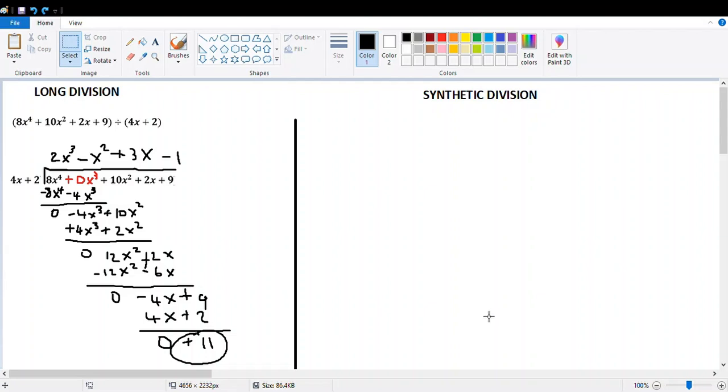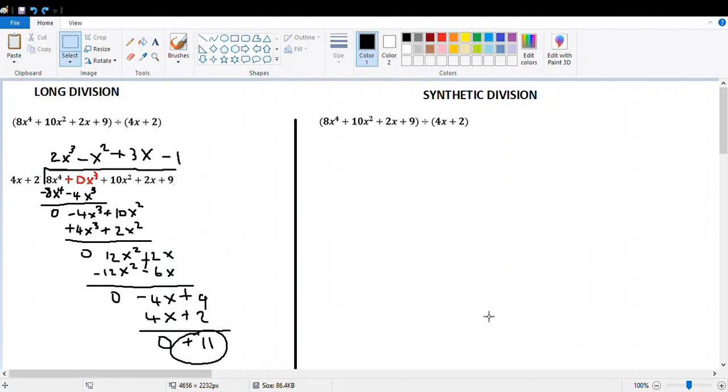Then let's start. One more time, let me remind you that you can find the long division example in a previous video, just in case you don't remember the process to solve it. Then let's start with synthetic division. Exactly the same exercise: 8x to the fourth plus 10x squared plus 2x plus 9 divided by 4x plus 2.